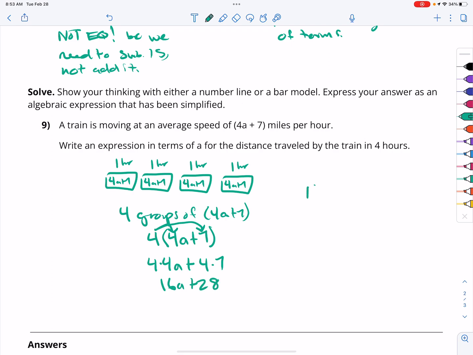So the train travels 16a plus 28 miles in 4 hours.